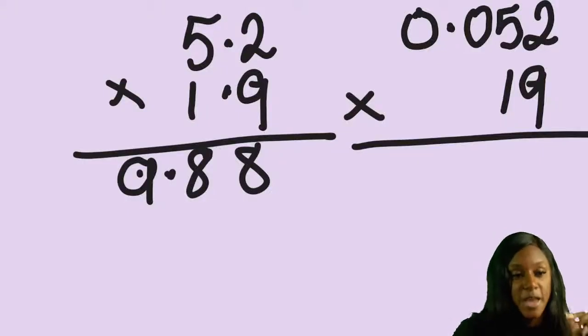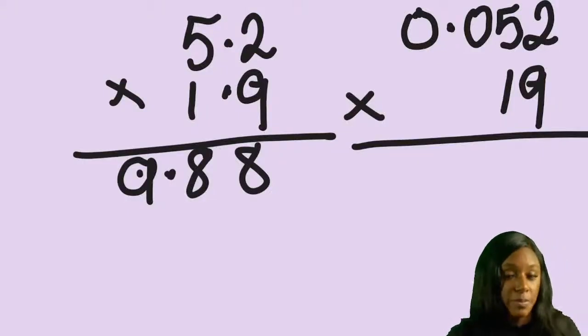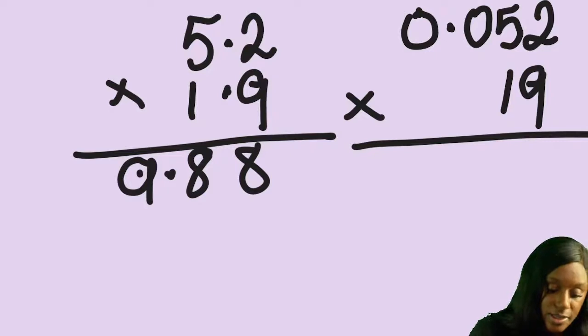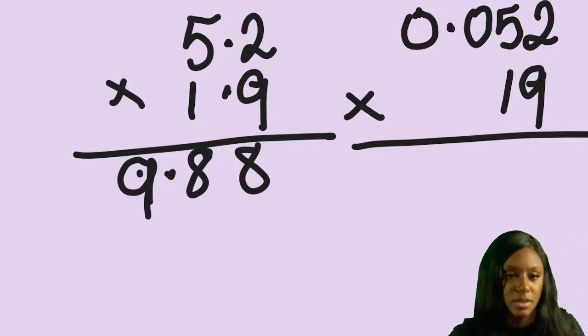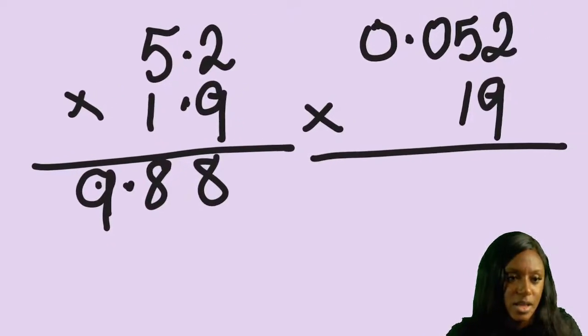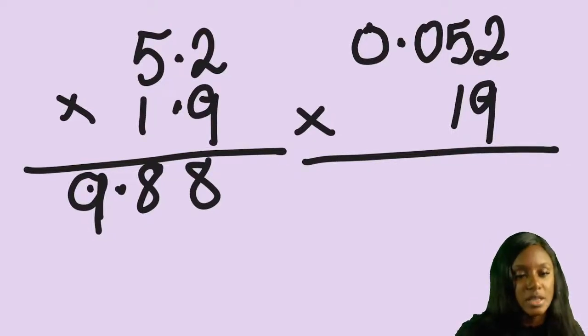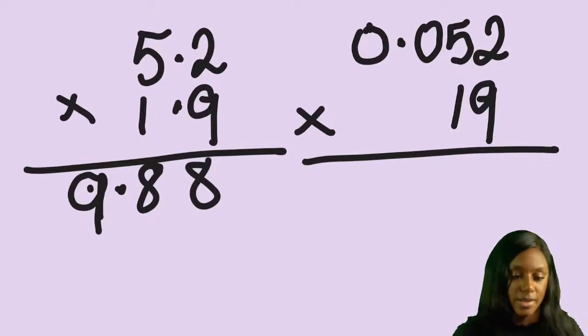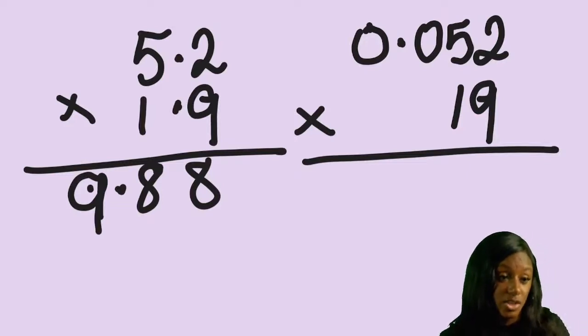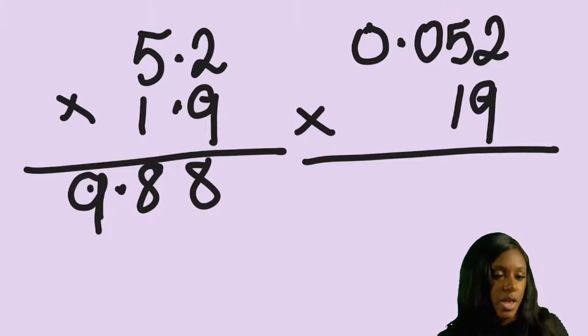So we had 5.2 multiplied by 1.9. The question gave us the answer. They said that this is equal to 9.88. Then they went on to ask, if this is the case, then what is 0.052 multiplied by 19? If you look closely at these two questions, look at the digits in the first number here, 5.2. The digits are 5 and 2. And look at the first number up here, we have 0.052. The digits are the same.